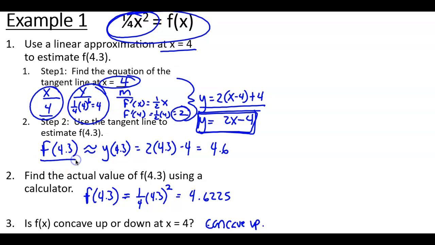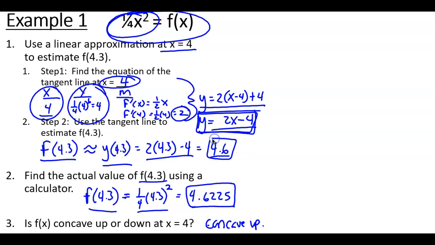Therefore, f of 4.3 is approximately the same thing as y of 4.3. So if I just plug 4.3 into my tangent line, I'll get a pretty good estimate, which is 4.6. Now for number 2, we're going to find the actual value of f of 4.3. And you do that just by plugging 4.3 into the original function. Now when you do that, you get this. Now as you guys can see, the actual value is just barely bigger than this.